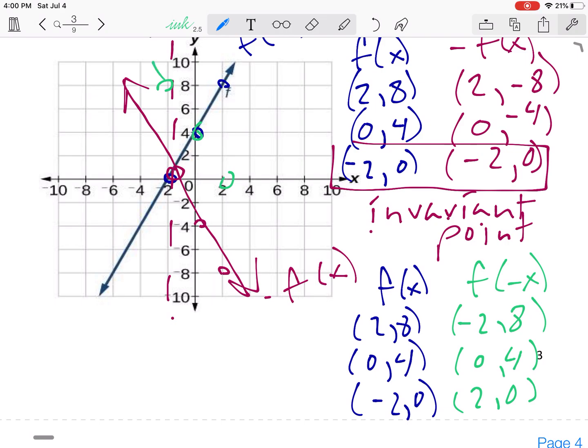And so here's your f of negative x. The invariant point here is going to be (0, 4). There's your invariant point, and this function is going to be reflected upon the y-axis. Again, the reflection line is where your mirror would be, and that gives you the reflected function.